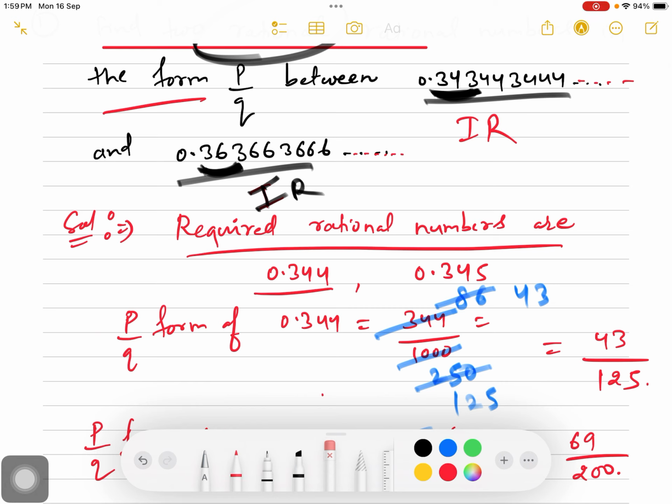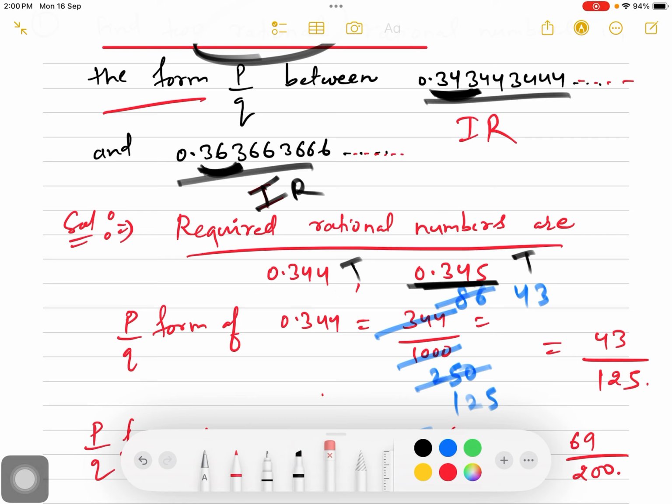Okay, and see, I did not put the dots here. That means this number is terminating. I did not put any dots here, that means this division got over here itself. So this is terminating. Terminating means rational number. This number is also terminating, 0.345. I did not put any dots, that means it got over, so it is also terminating. So terminating means rational numbers.